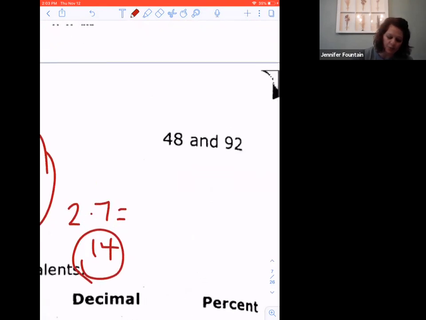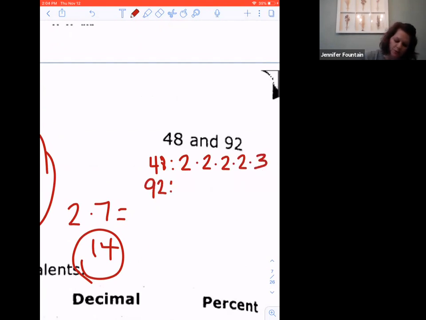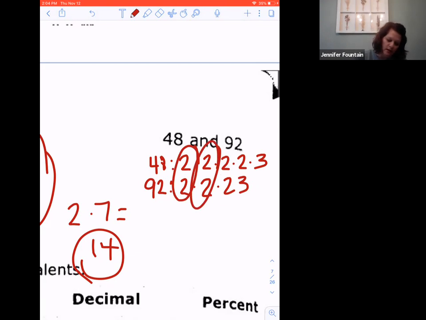And then my last one, 48 and 92. 48 will be 2 times 24. 24 is 2 times 12. 12 is 2 times 6. And 6 is 2 times 3. 92. Half of 92 will be 46. Half of 46 is going to be 23. And that's a prime factor. So I've got a 2 in common and a 2 in common and another 2 in common. So 2 times 2 times 2 is 8.